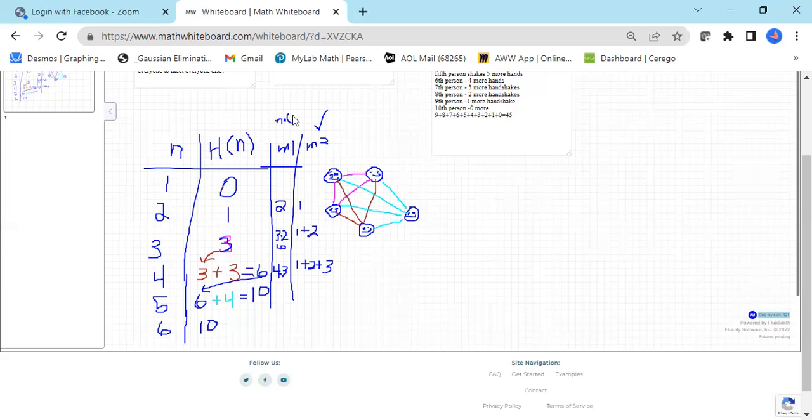Say method 1 is n times n minus 1. Method 2 is 1 plus 2, we add up all the numbers up to 1 less than n, plus dot dot dot, plus n minus 1. 1 less, because the first person only shakes hands with everybody else, not with themselves. It's work to do.